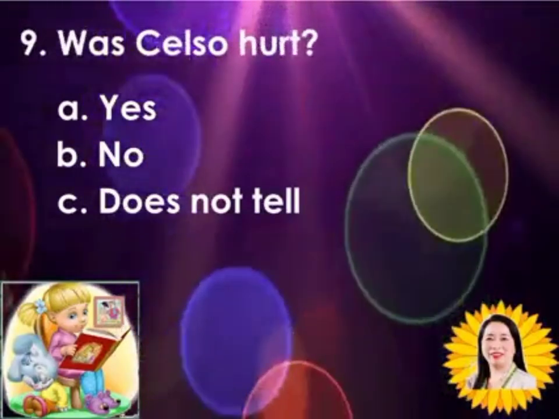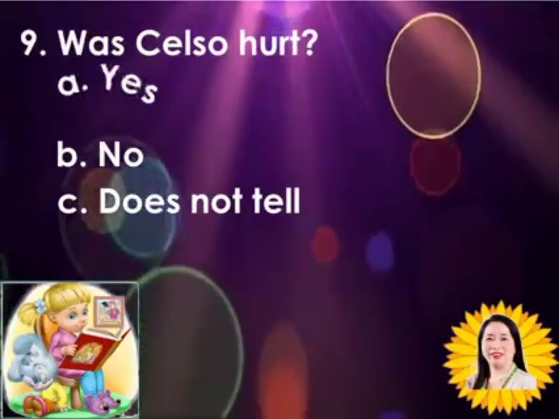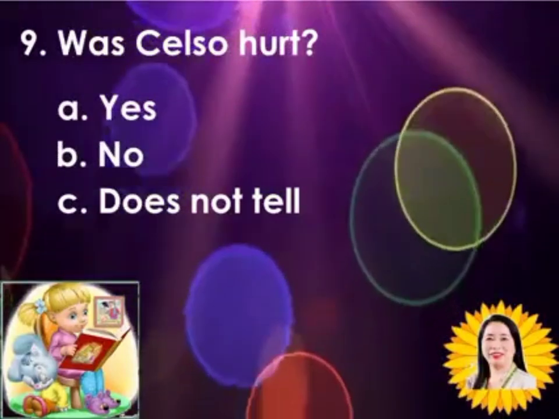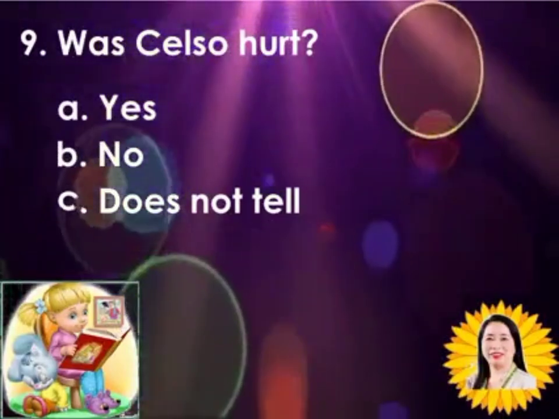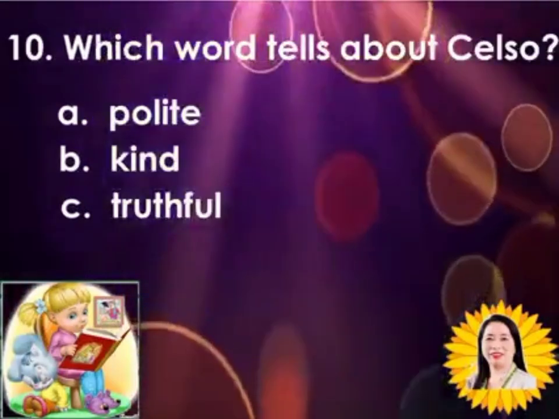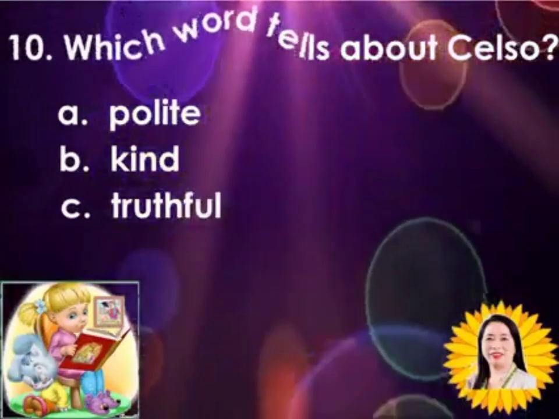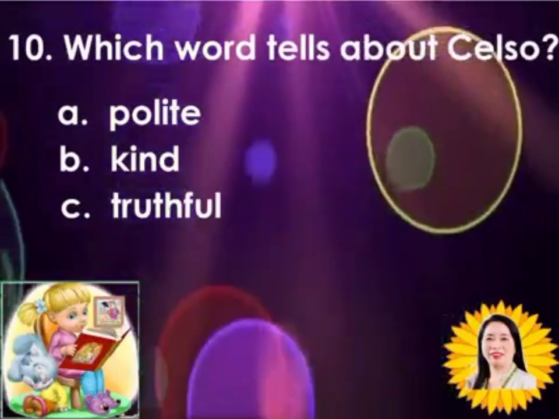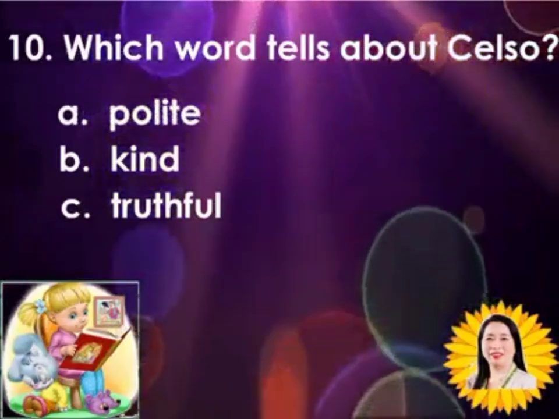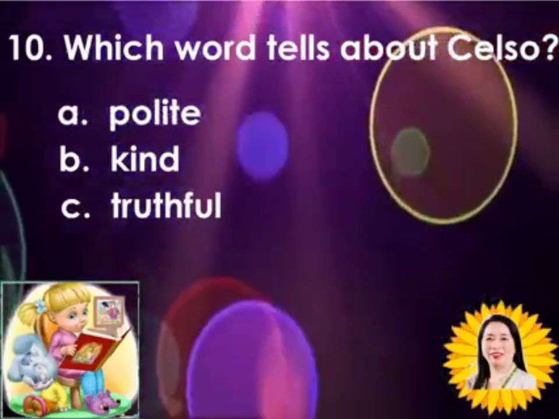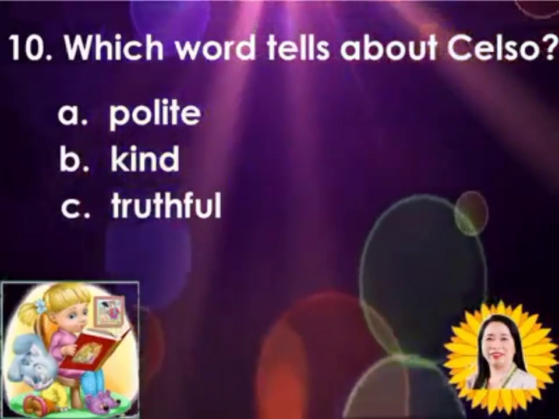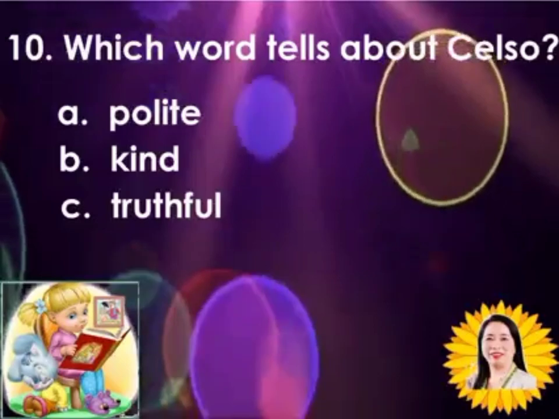9. Was Celso hurt? A. Yes. B. No. C. Does not tell. 10. Which word tells about Celso? A. Polite. B. Kind. C. Truthful.